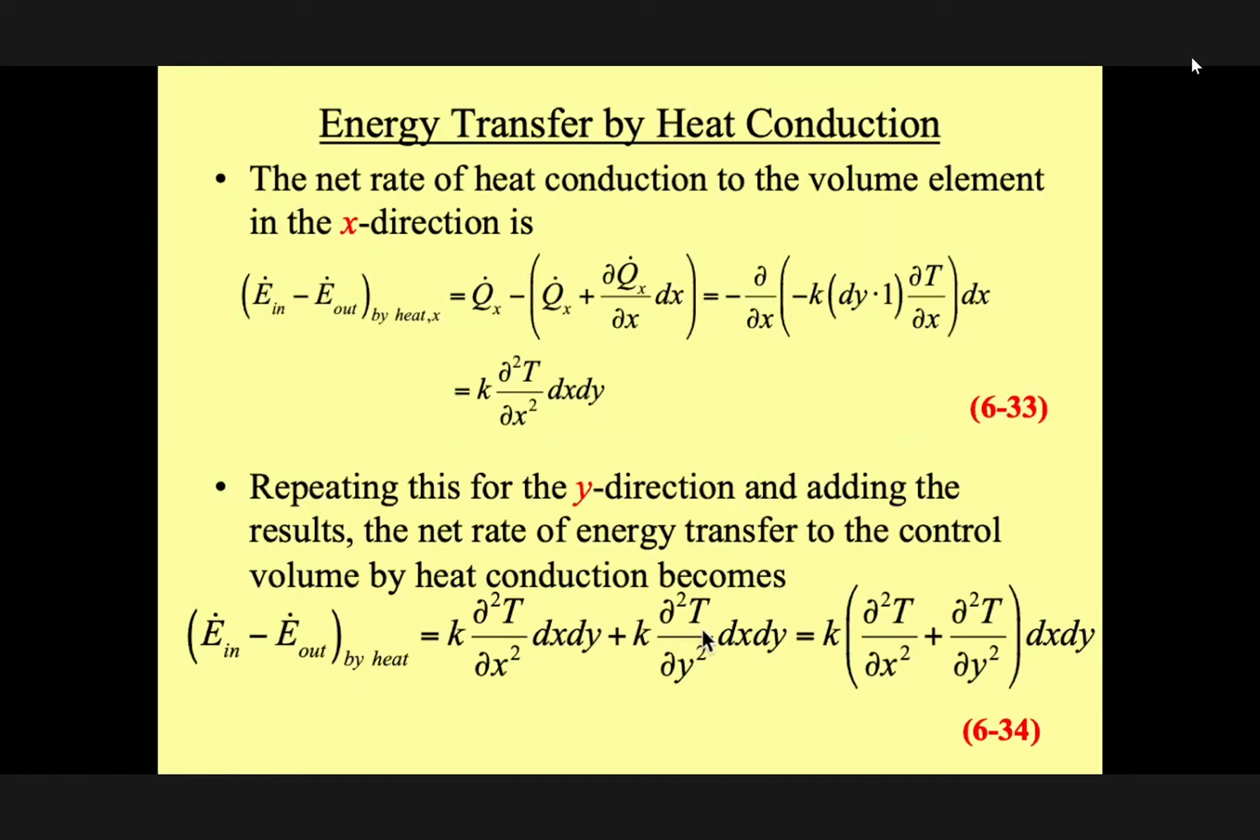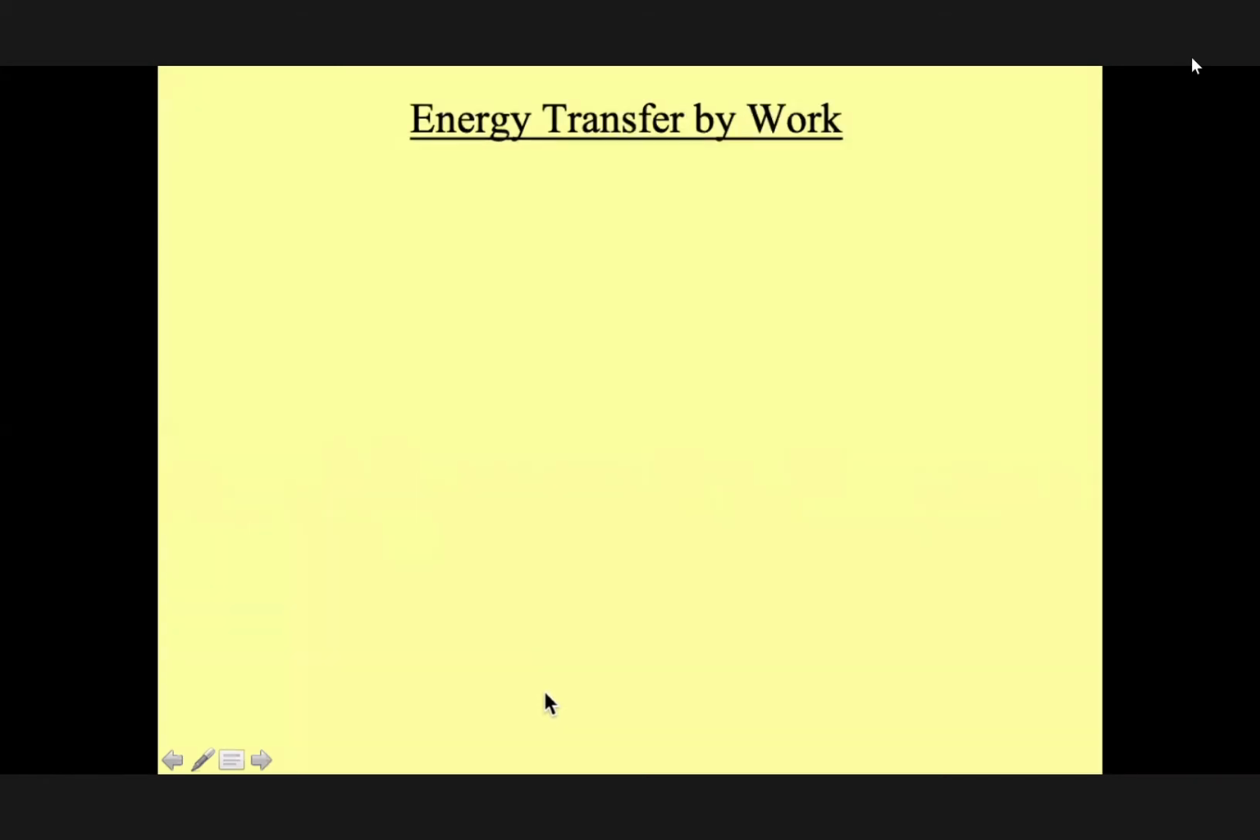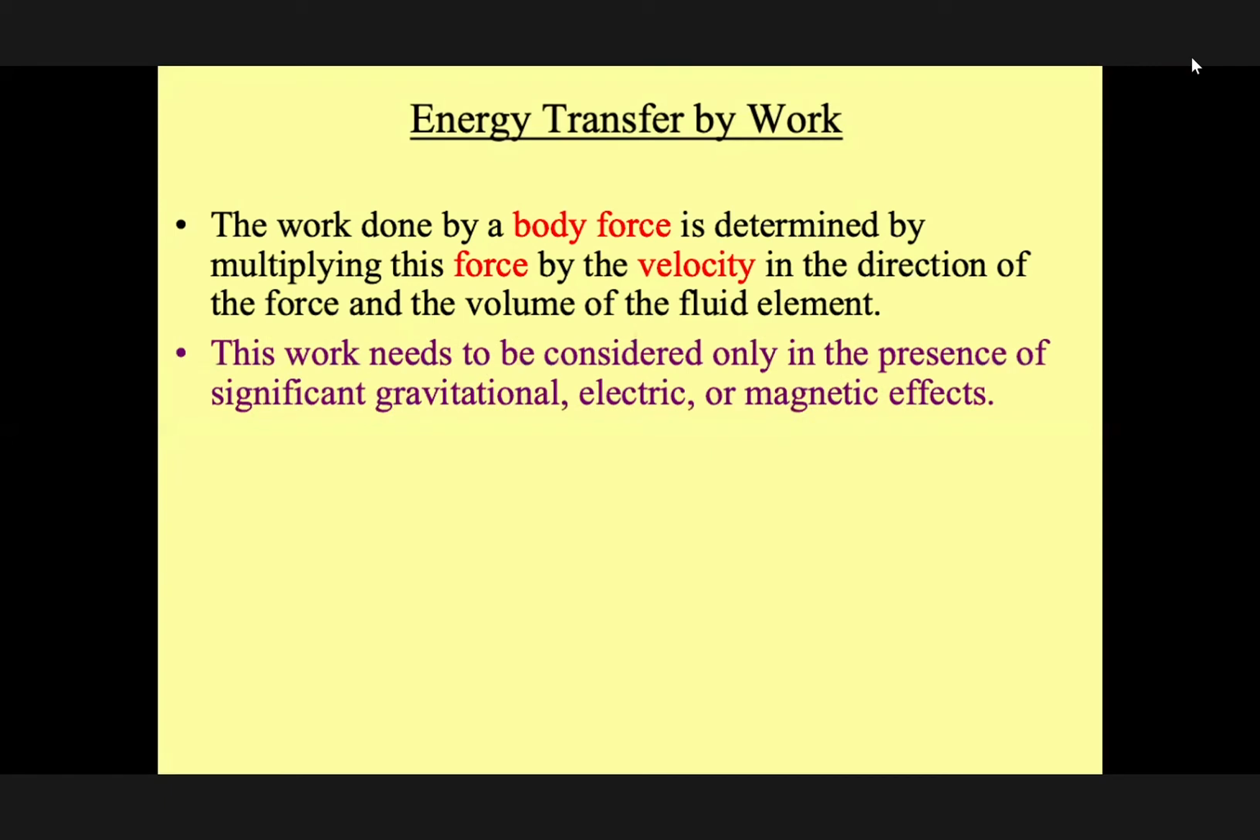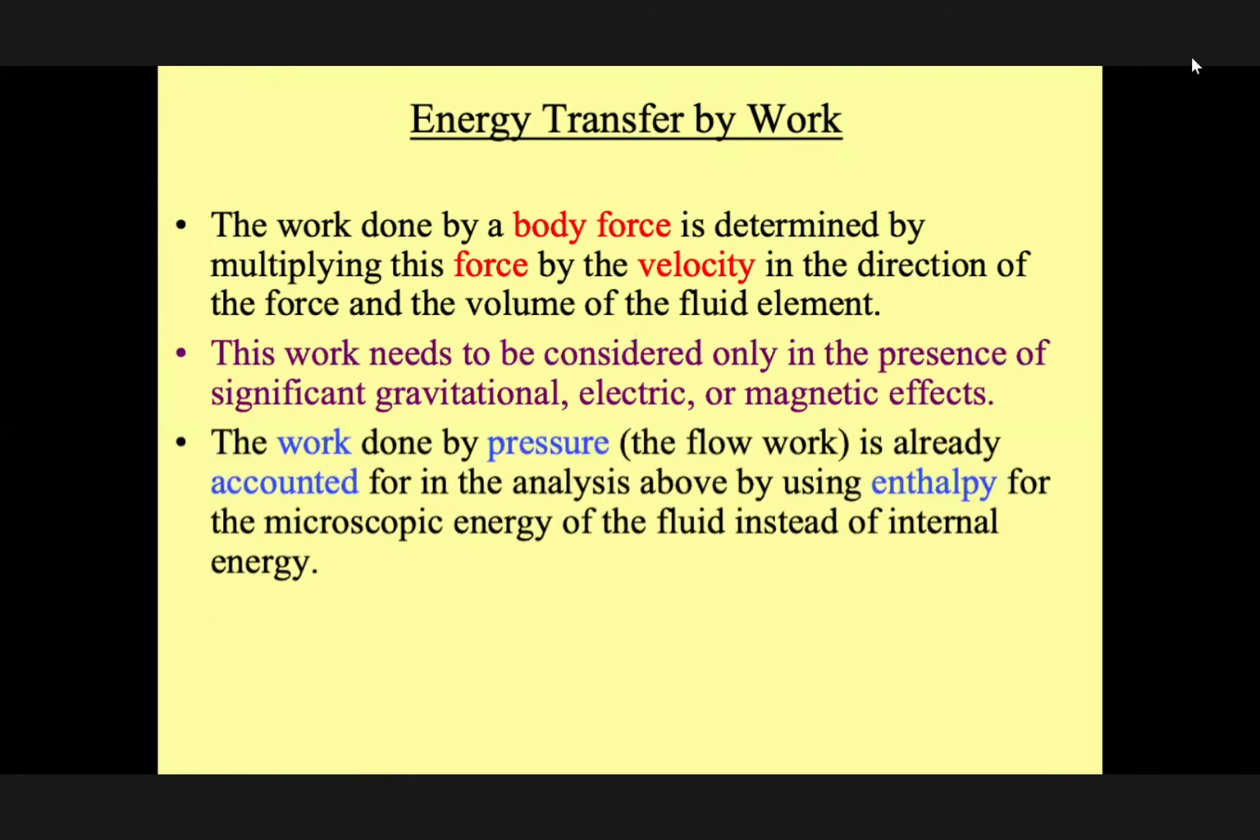Now, the other one is by conduction, by heat and so on. Therefore, we end up with this equation. The work done by force is determined by multiplying the force by the velocity in the direction of the force and the volume. The work needs to be considered only in the presence of significant gravitational, electrical, and similar forces. Therefore, when looking at what forces act on the system, we have to look case by case: is it magnetic, is it electric, and so on. Again, we make an assumption as we go through the system.